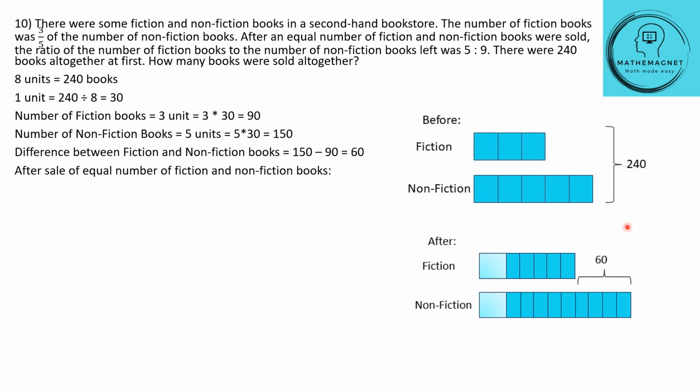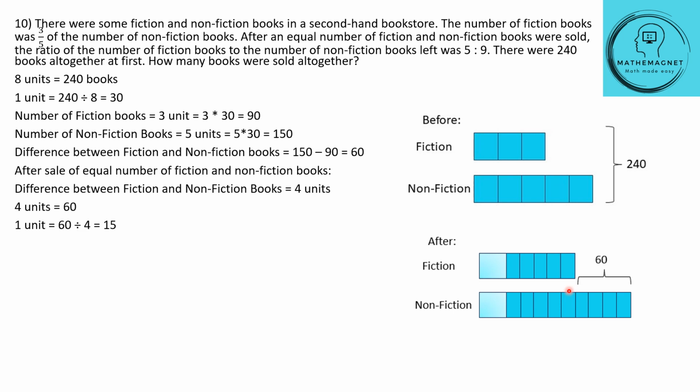Now we know the difference between fiction and non-fiction books is 60 books, and as I said, since equal number of books are being sold from both fiction and non-fiction, the difference will continue to remain the same. So in this bar model we can see 4 units is equal to 60. So we can say the difference between fiction and non-fiction is 4 units, and that is equal to 60. So 1 unit will be 60 divided by 4 equal to 15.